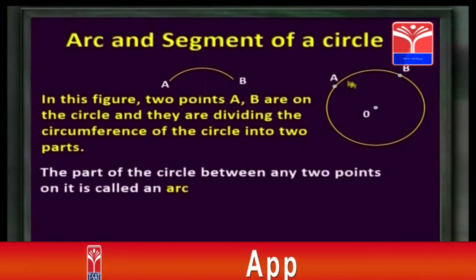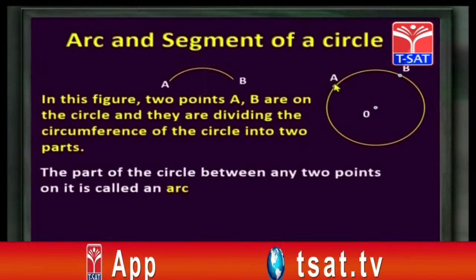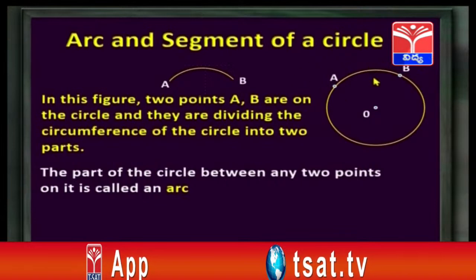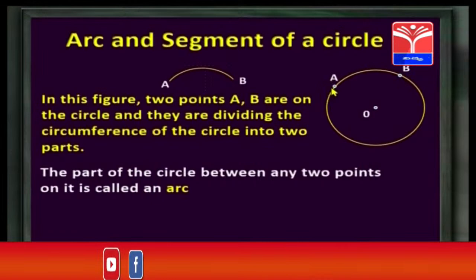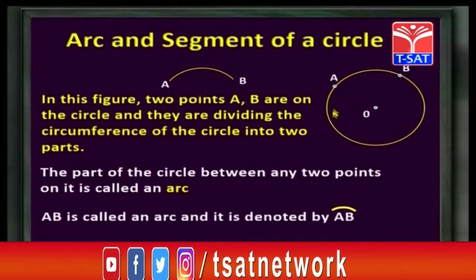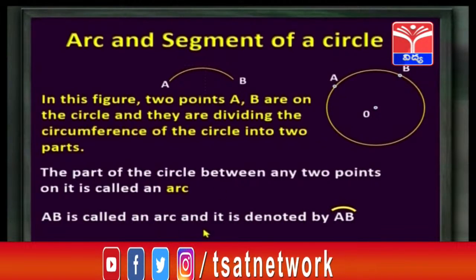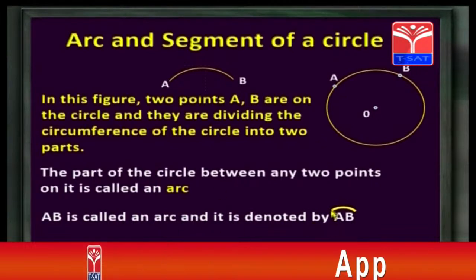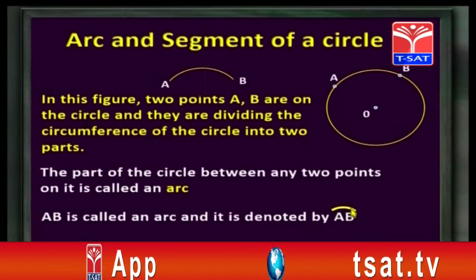So, we can say the part of the circle between any two points on it is called an arc. What is an arc? The part of the circle between any two points on it is called an arc. Here AB is called an arc and it is denoted by AB. This is the symbol for arc.